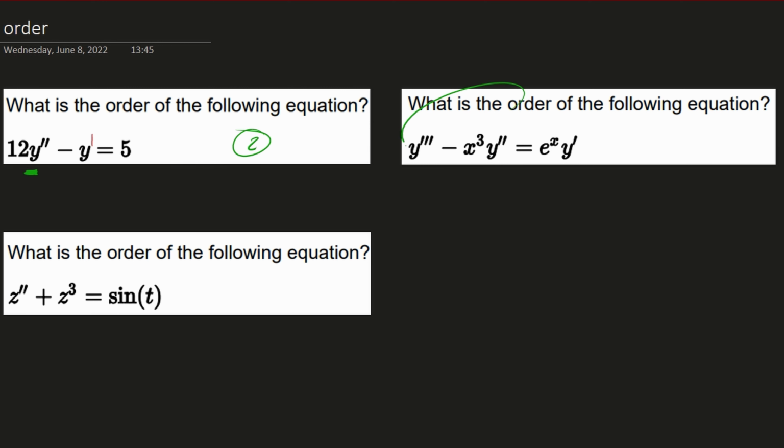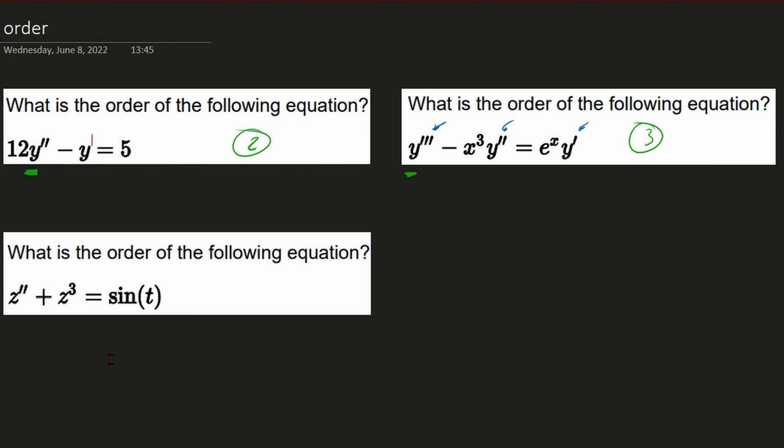For the next one, what is the order of the following equation? Well, here we have a y triple prime, we have a y double prime, and we have a y prime. And we only care about the things that are being primed. We don't care about the other constants, like this would be a constant and this would be a constant. So looking at this, we can see that the larger is the y triple prime. So our answer here is going to be 3. The order is 3. We always care about the highest one.